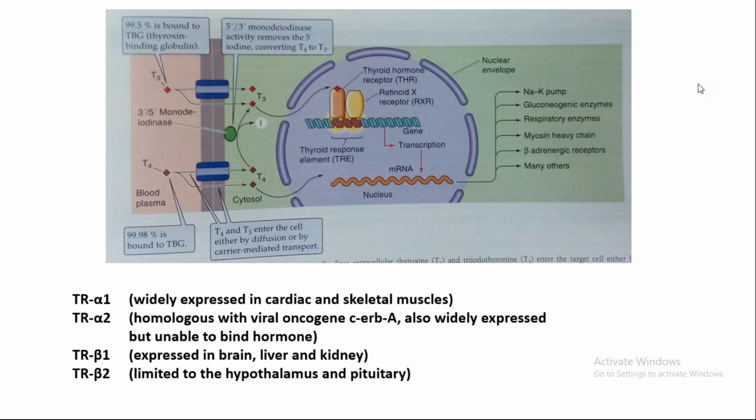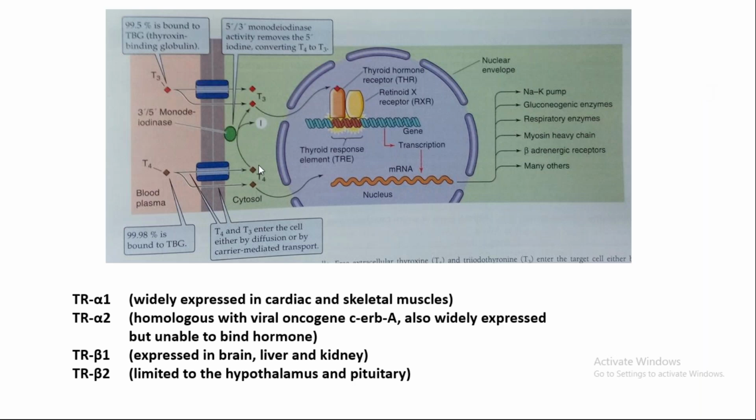Now first we'll see the general effect. Overall, what is the effect of the thyroid hormone on the peripheral tissues? The thyroid hormone controls the basal energy metabolism, development of the central nervous system, and normal body growth in childhood. This is the important function.